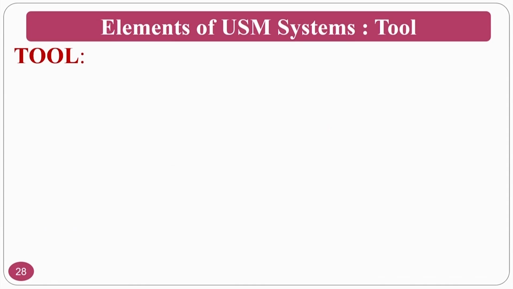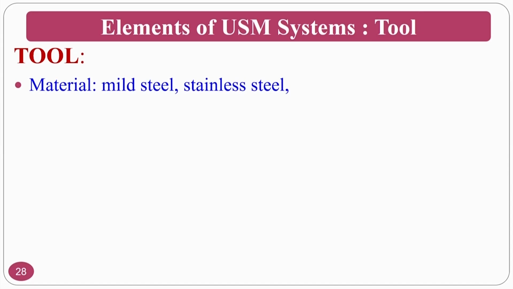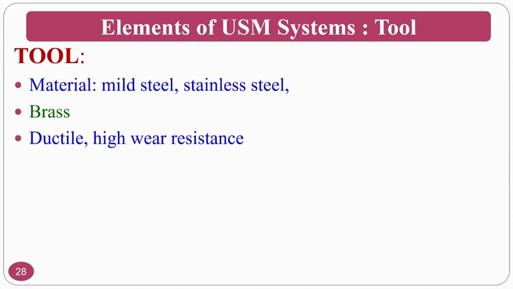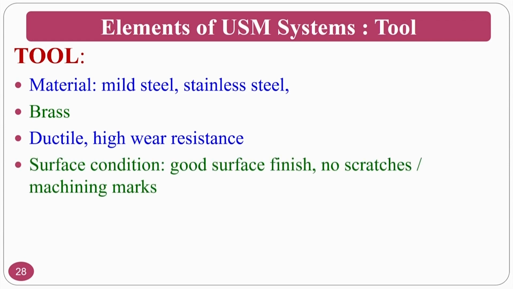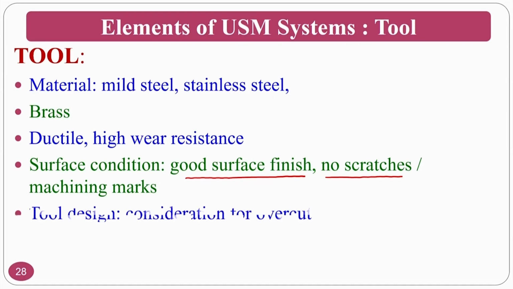Another element of this ultrasonic system is the tool. The material is normally mild steel or stainless steel. Other materials are brass; it should be ductile with high wear resistance. For surface condition, you normally require a good surface finish with no scratches, because the surface finish and scratches will replicate their roughness and machining marks. Okay.